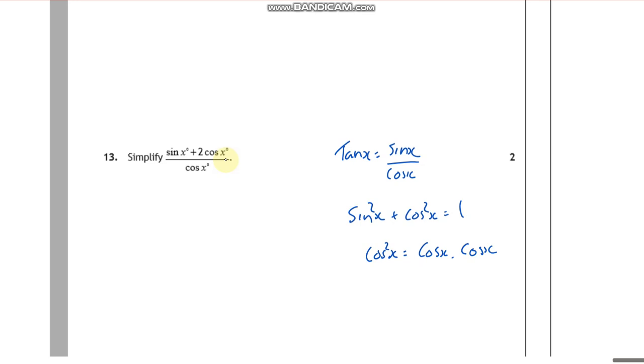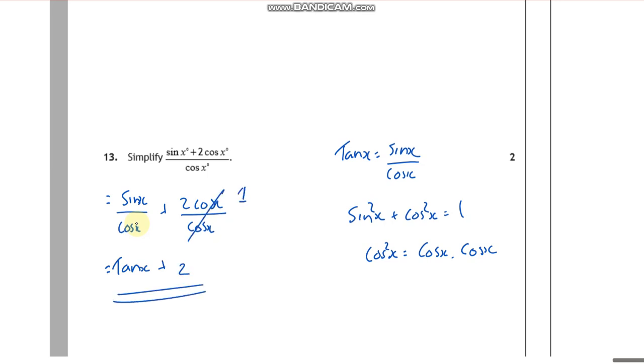Okay, so let's have a think. What does this mean? Well, I could break it apart, couldn't I? I could say that's the same as sine x divided by cos x plus 2 cos x divided by cos x, because if we've got a common denominator, I can break them apart in the same way that we have to get a common denominator in order to add them together. So I can break those two apart, and then I can say, well, sine over cos gives me tan, so that's tan x. And cos divided by cos cancels out to give me 1, so it's tan x plus 2.